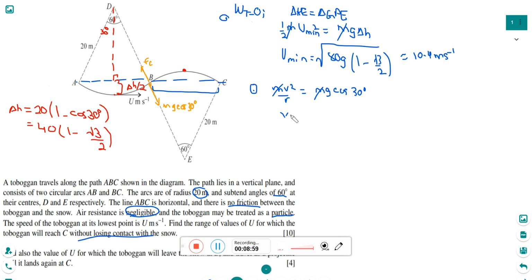So you can say that v square is equal to 20 g, r is 20, so 20 g radical 3 over 2, which is known as cosine 30, plus this is equal to 10 g radical 3. This is v squared. Using the conservation of energy, again, the change in kinetic energy is equal to the change in gravitational potential energy.